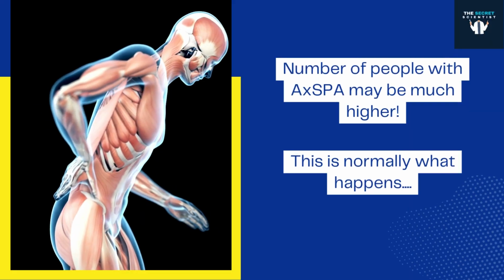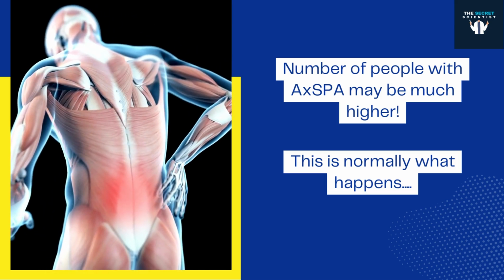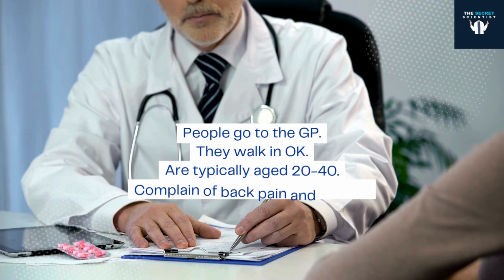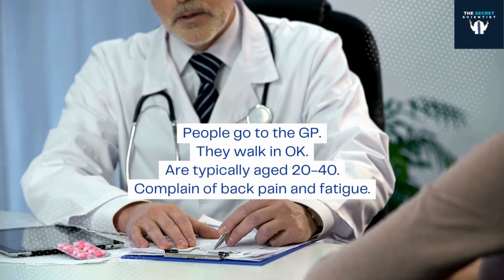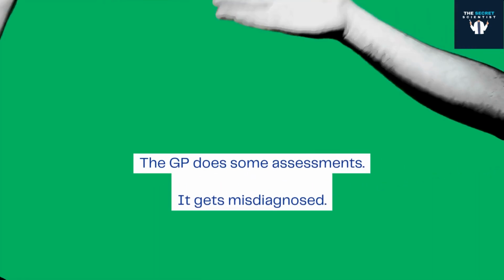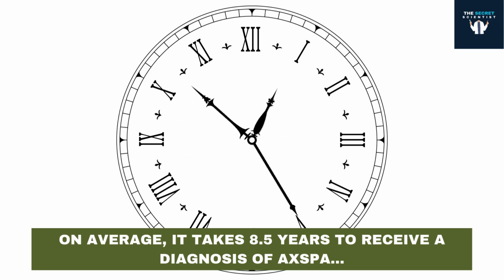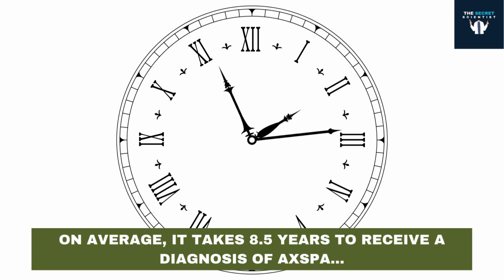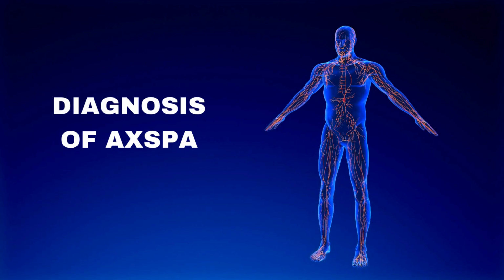It's also thought that the number of people with AxSpA may actually be much higher than 1%, because normally what happens is people go to the GP with symptoms in their 20s, 30s, and 40s, and it often gets misdiagnosed as something like work stress, a slipped disc, etc. And that results in an average delay of diagnosis of 8.5 years, which is absolutely massive. But this is nothing against GPs, because the diagnosis of AxSpA is incredibly difficult.